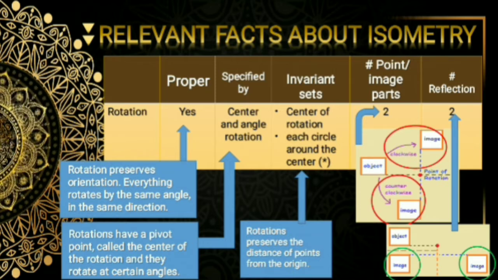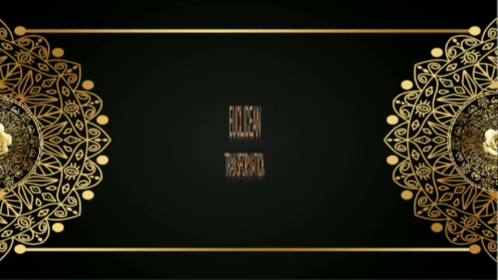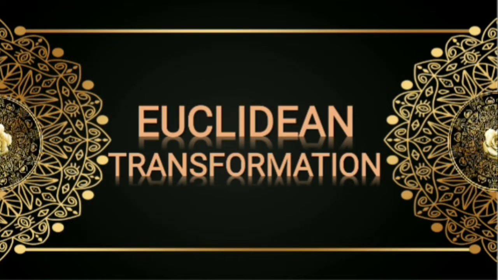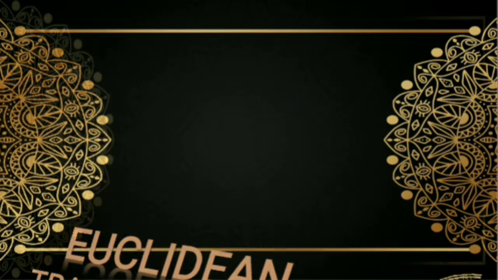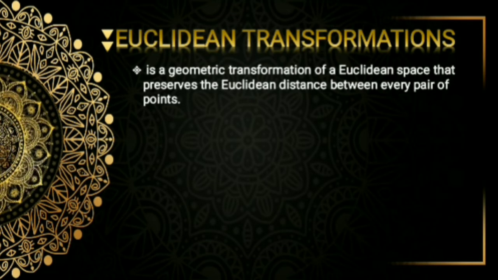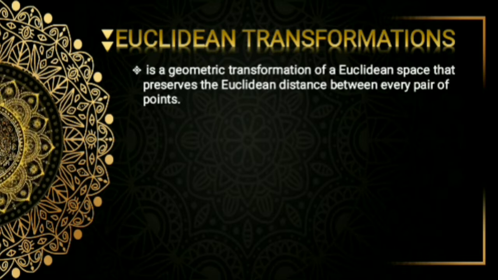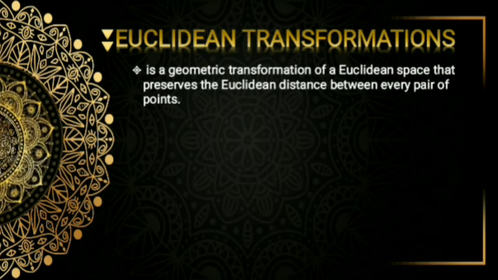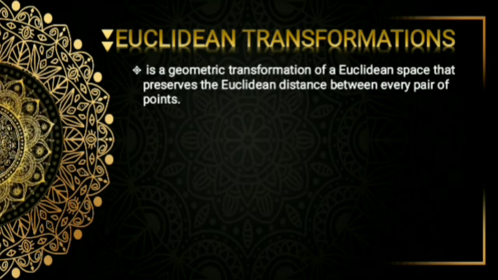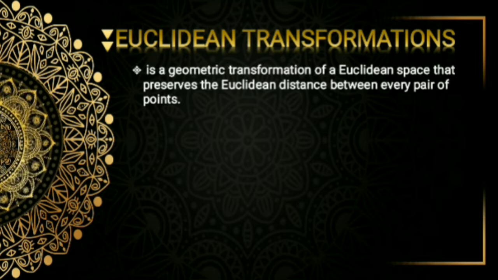But before we proceed, let us first have a brief recap. In mathematics, a rigid transformation, also called Euclidean transformation or Euclidean isometry, is a geometric transformation of a Euclidean space that preserves the Euclidean distance between every pair of points. The Euclidean transformations are the most commonly used transformations, and a Euclidean transformation is either a translation, a rotation, or a reflection.